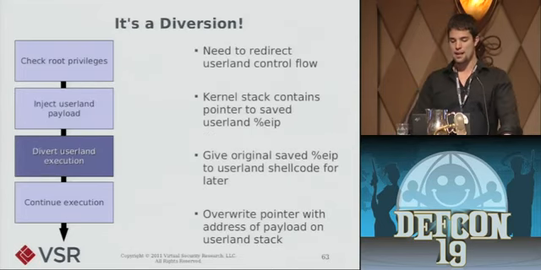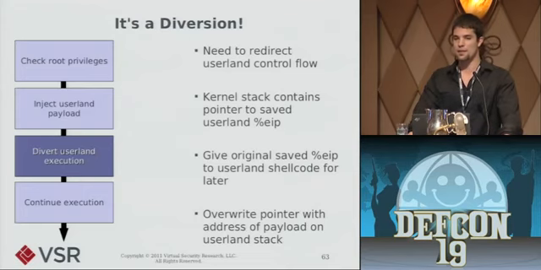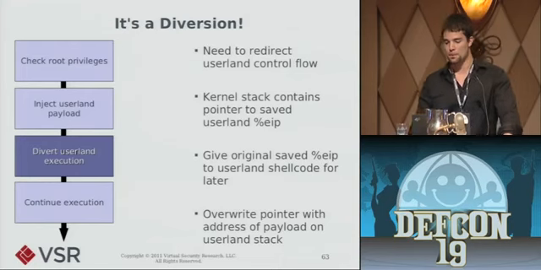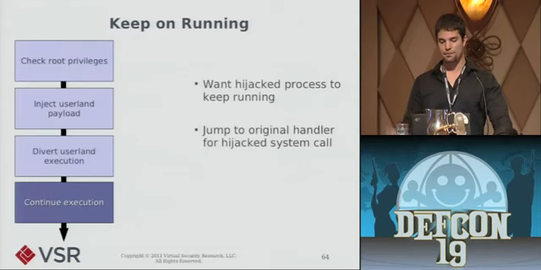Now finally, one of the last things we need to do is actually make sure that when this process that we're hijacking returns from the system call that it's in, it runs our code. So in addition to saving the userland stack pointer, the kernel saves the userland instruction pointer on the kernel stack so that when it returns from the system call, it knows where to go. So we just need to overwrite this pointer on the stack with the address of this userland shellcode that we just injected, and then when it returns, it'll run our code in userland.